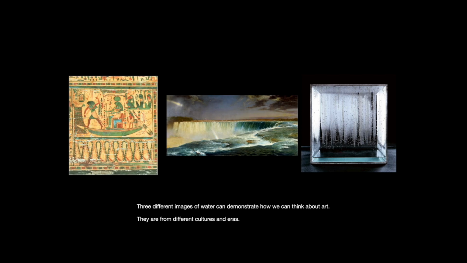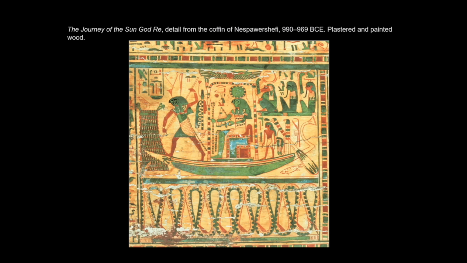They are from different cultures and eras. This first piece is ancient Egyptian, and it's the journey of the sun god Re, and it's a detail from the coffin of Nesperennub, 990 to 969 BCE. So you notice the style of it is very flat and graphic sort of looking. There's a serpent at the bottom, and this piece actually portrays the sun god Re traveling along the great ocean by day, and then he comes and defeats the serpent by night.